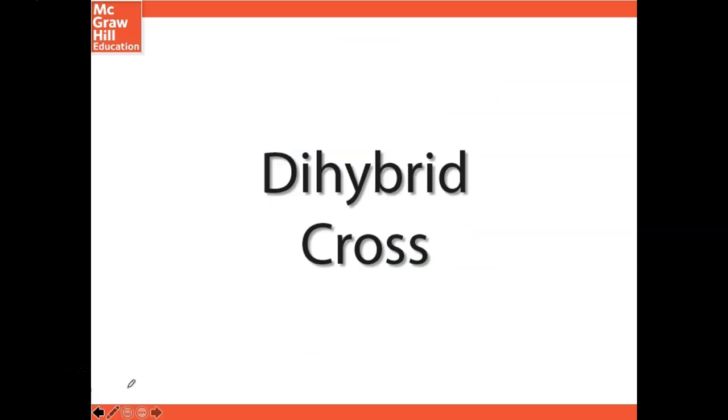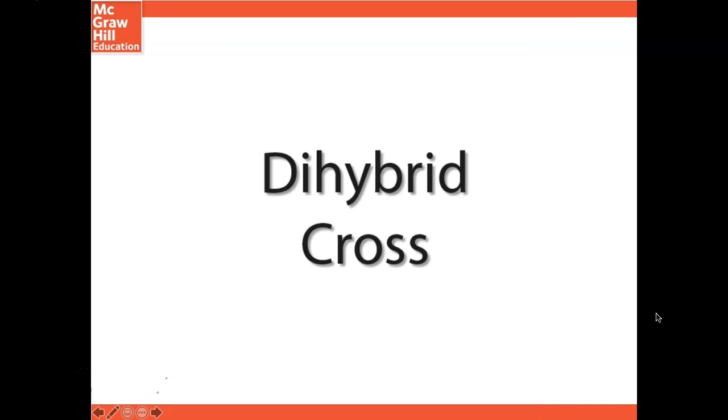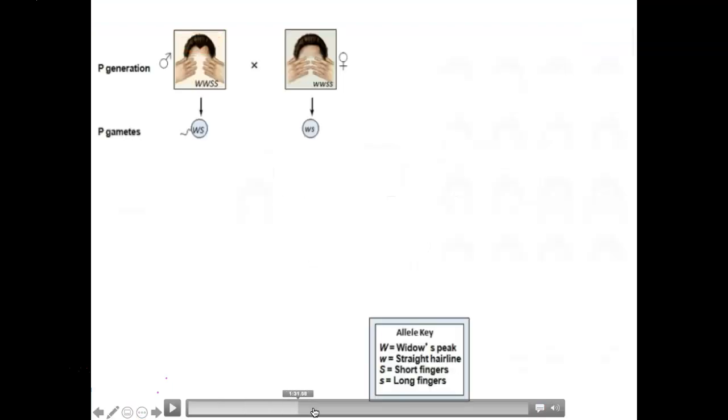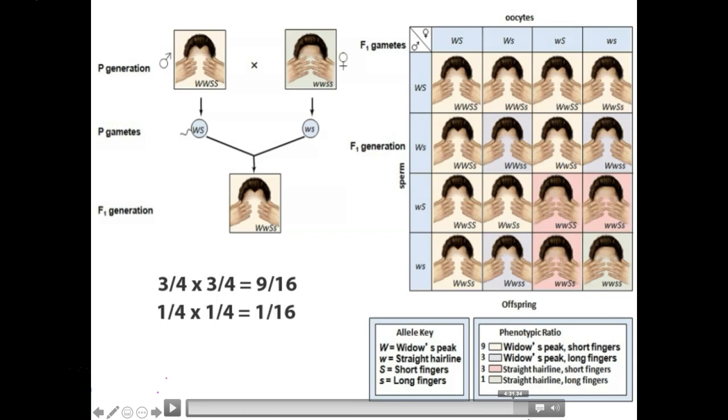So let's watch this video together. So actually, I'm going to have you watch this on your own. I just realized it's a 5-minute video. So instead of taking your time, please watch this video in the Connect ebook. It's a very good video that goes through an example of a dihybrid cross, and it really helps explain the ratios. So again, I want you to understand the ratios.